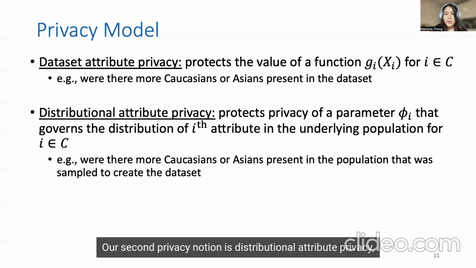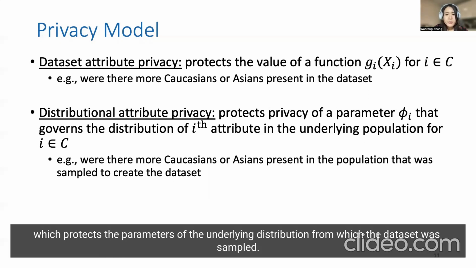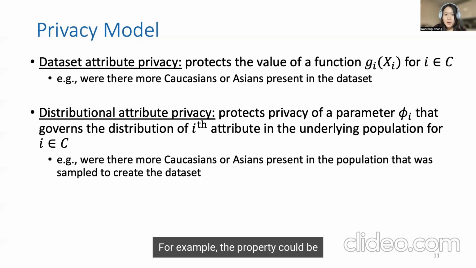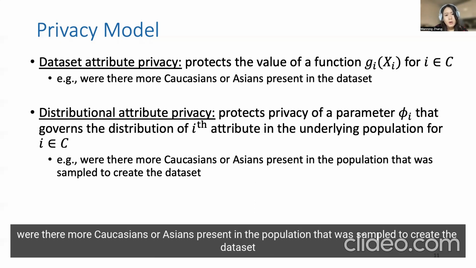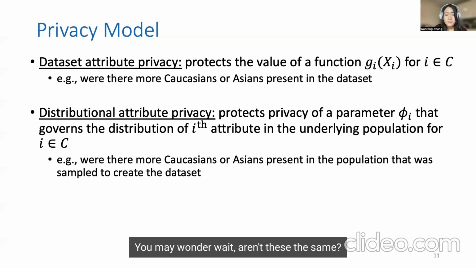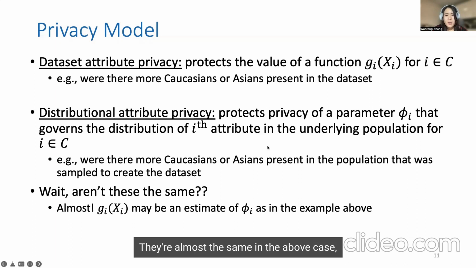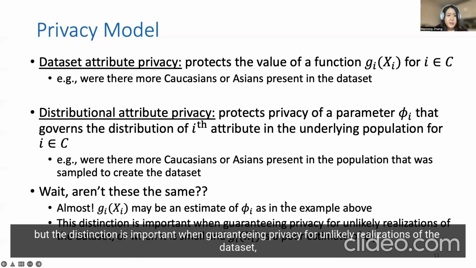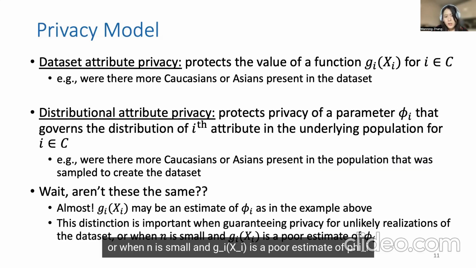Our second privacy notion is distributional attribute privacy, which protects the parameters of the underlying distribution from which the dataset was sampled. For example, the property could be: were there more Caucasians or Asians present in the population that was sampled to create this dataset? You may wonder, wait, aren't they the same? Well, they're almost the same in the above example, since g(X_i) is an estimate of phi_i. But the distinction is important when guaranteeing privacy for unlikely realizations of the dataset, or when n is small and g(X_i) is a poor estimate of phi_i.